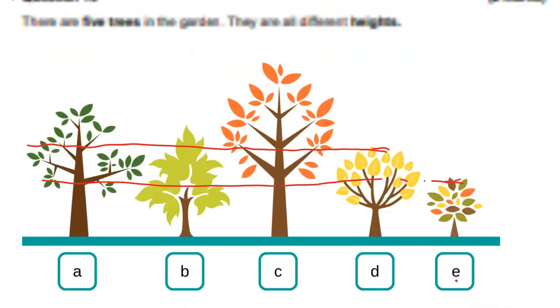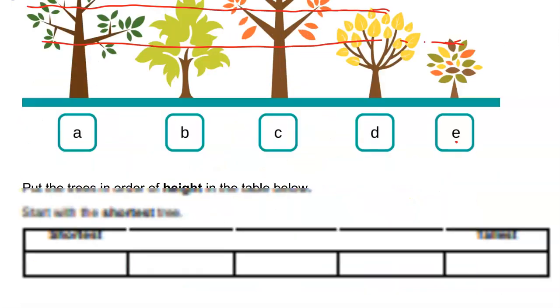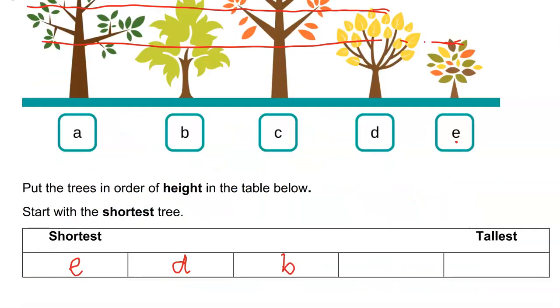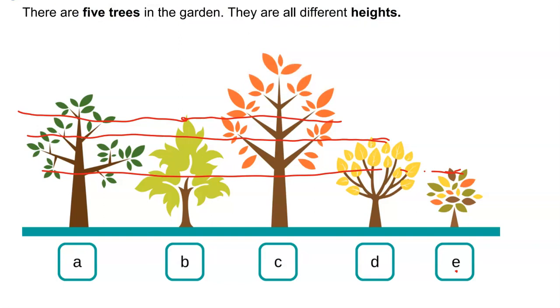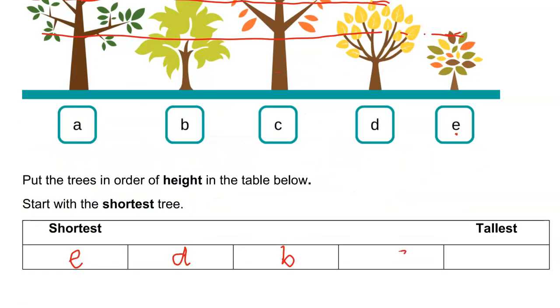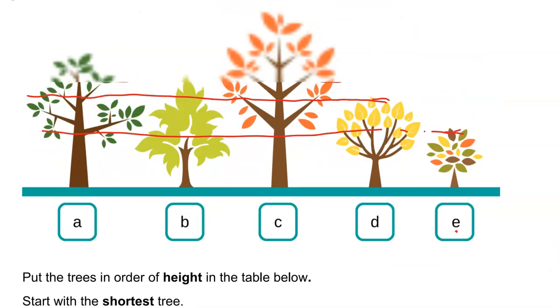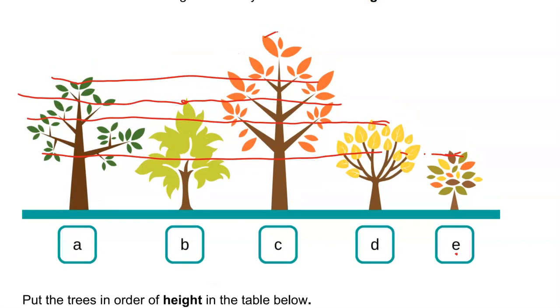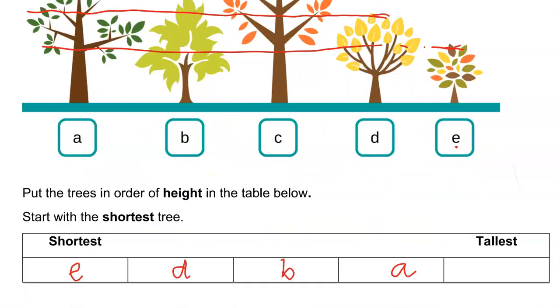And then next one is B. After that is A. And finally, we have C, which is the tallest of them all.